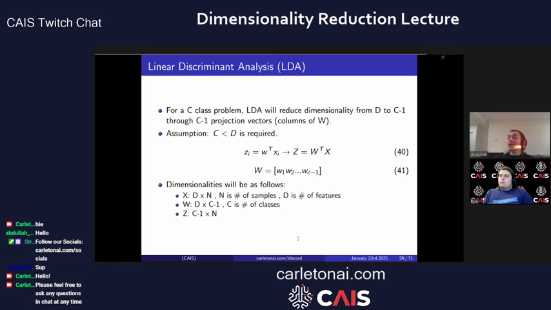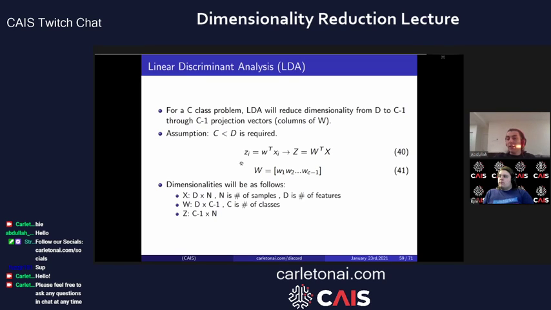Now, LDA can reduce the dimensionality from D dimensions to C minus 1 dimensions, right? By using C minus 1 projection vectors. But the main assumption is the number of classes is smaller than the number of dimensions, right? So now we're going to do the exact same thing as before, but we're going to generalize by, instead of having two classes, we have more, right?